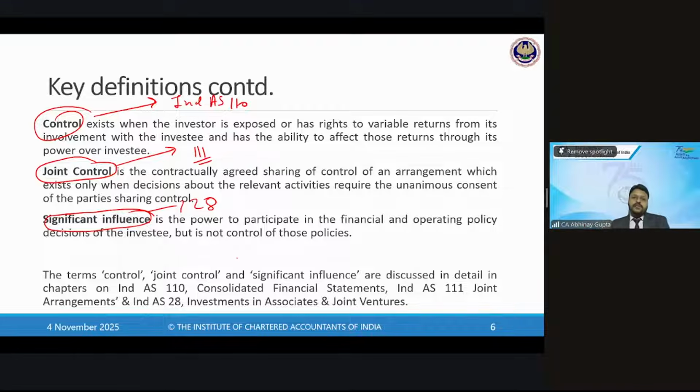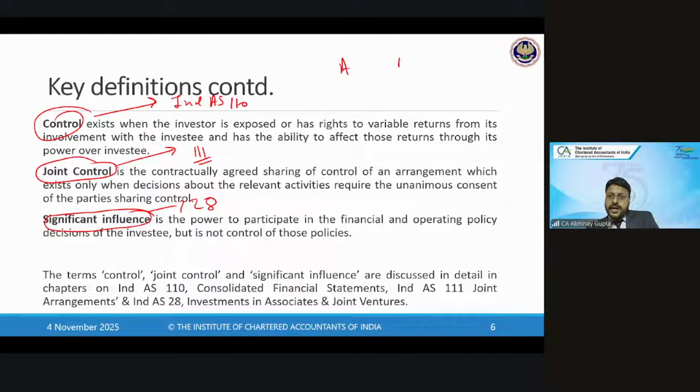Correct? So anyway, you are going to study these standards in detail, but just for today's discussion, I'll give you a brief, right? So whenever we are talking about control, just think more than 50% stake for the sake of simplicity for today's discussion, although the control definition is much wider than what we used to understand under the IGAP, right? So that you will cover in detail under 110. Joint control is where two parties have exclusive rights to take the decisions about the relevant activities for a particular company, right?